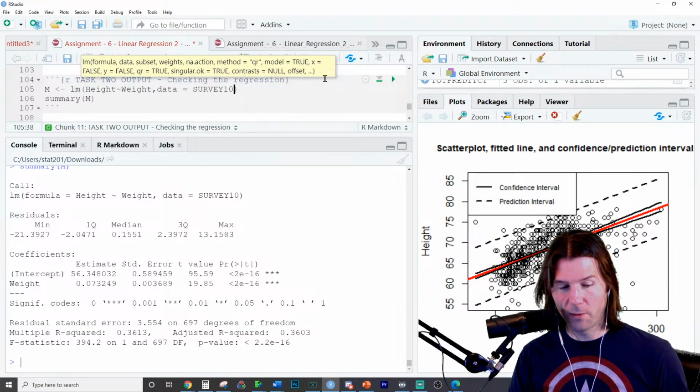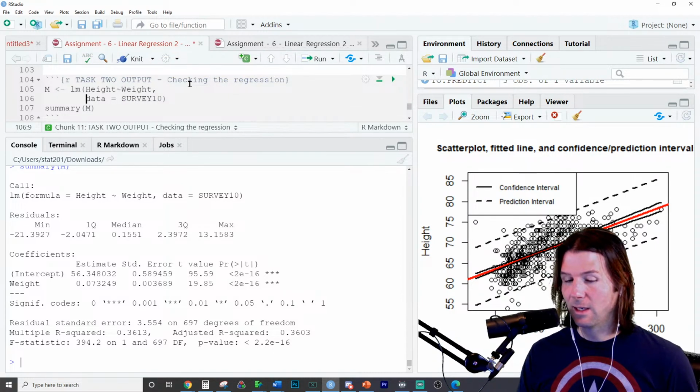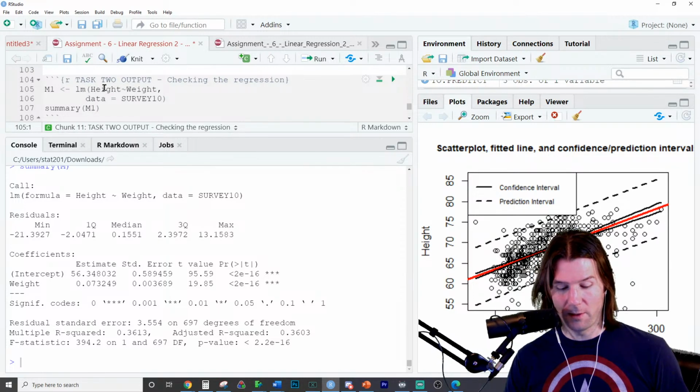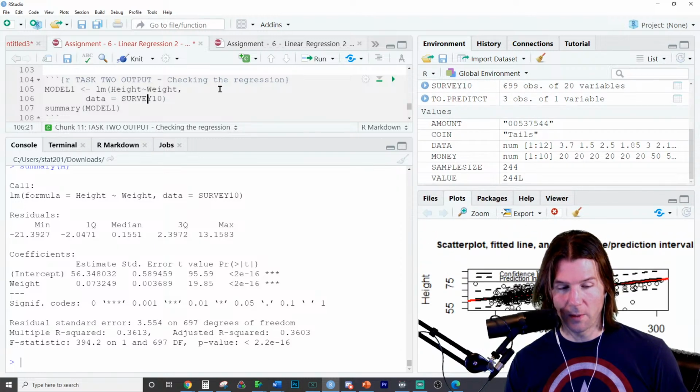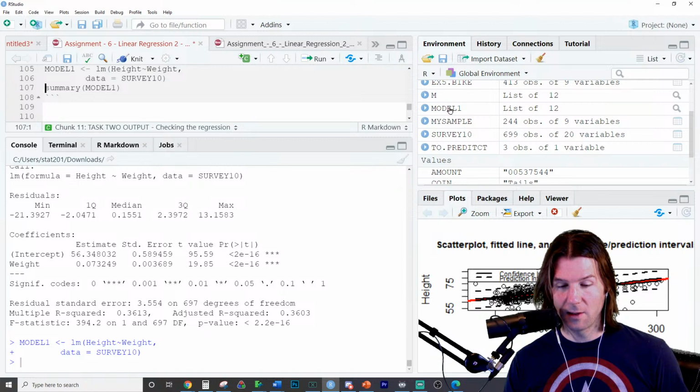Because if you know how to understand one really well, you can just take that understanding and move it over to another one. Model, exactly. So you might call it model 1. Whatever you want to call it, it just has that name as an object. And you will see that object appear in the brain of R. See, I already have a model here and a model here.